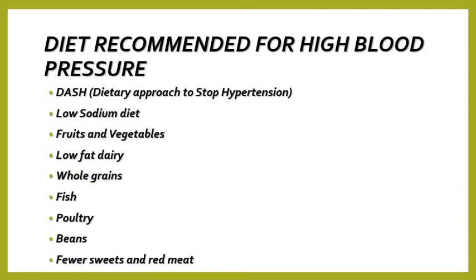DASH is the dietary approach to stop hypertension, and it emphasizes having a low sodium diet, eating lots of fruits and vegetables, taking low fat dairy, eating plenty of whole grains, fish, poultry, and beans, and eating less of sweets and red meat.